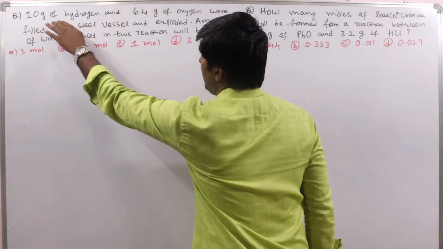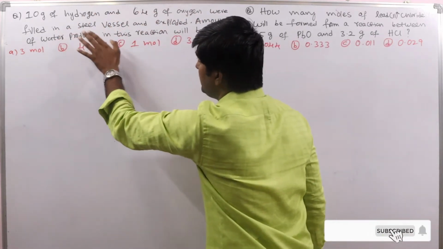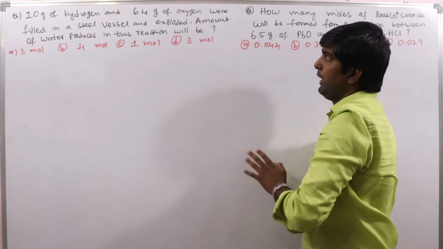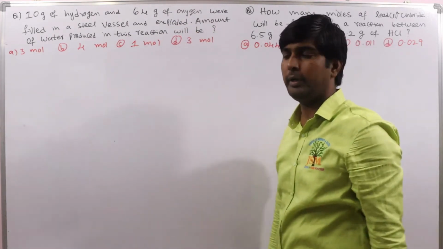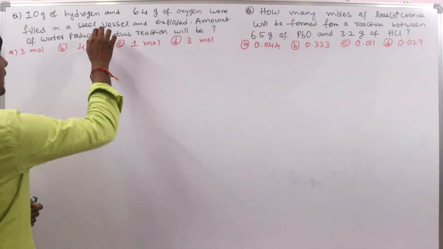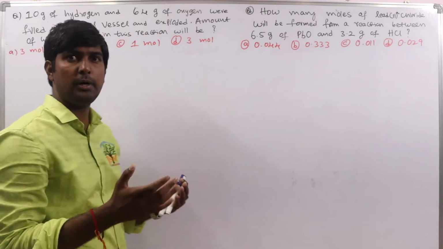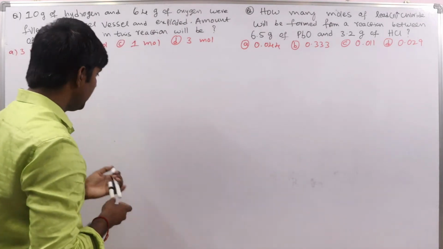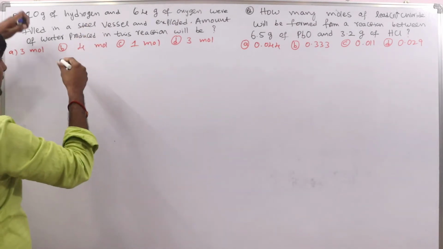See here, 10 gram of hydrogen and 64 gram of oxygen were filled in a steel vessel and exploded. The amount of water produced in this reaction will be? So what is happening here? Hydrogen and oxygen are taken in a steel vessel and exploded, nothing but they are reacted. So here, what is the reaction we have to take?